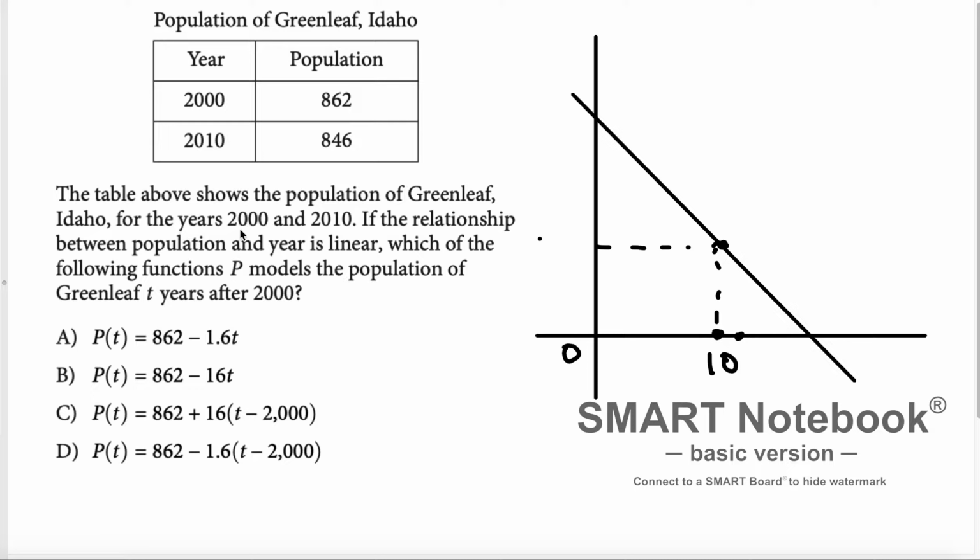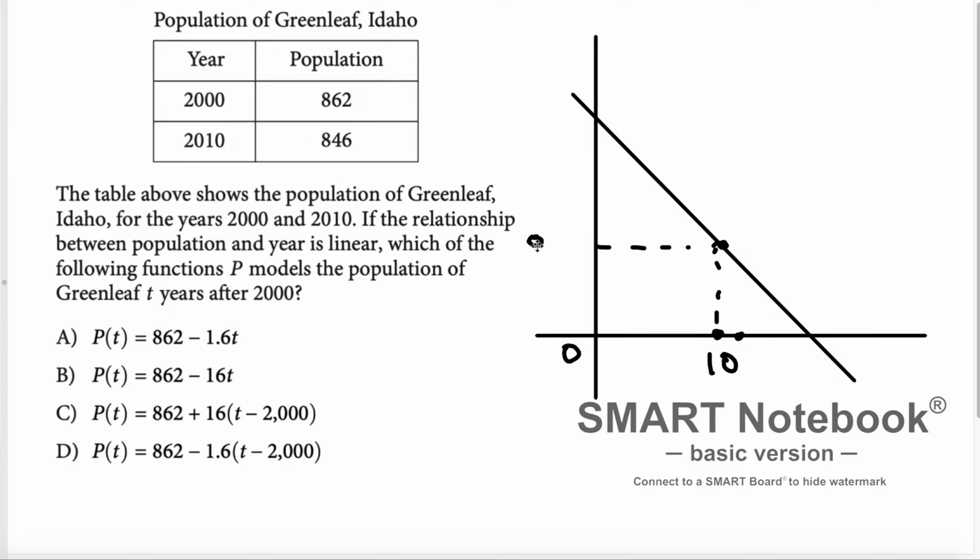Question. The table above shows the population of Greenleaf, Idaho for the years 2000 and 2010. If the relationship between population and year is linear, which of the following functions P models the population of Greenleaf T years after 2000? If we write here 0 for 2000, and 10 for 2010, in 2010 they were 846.